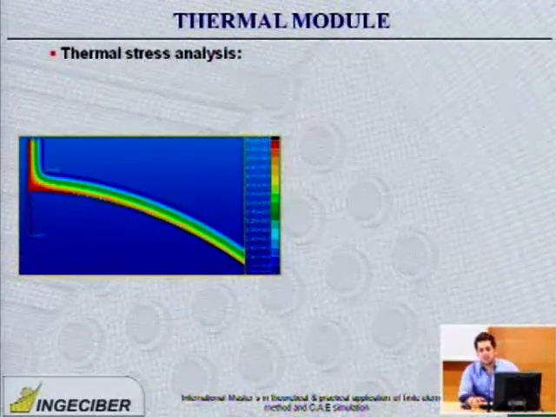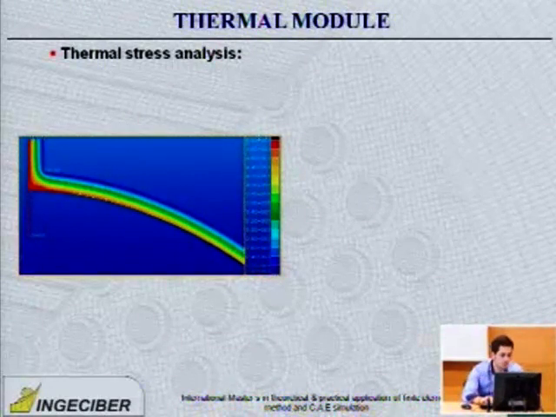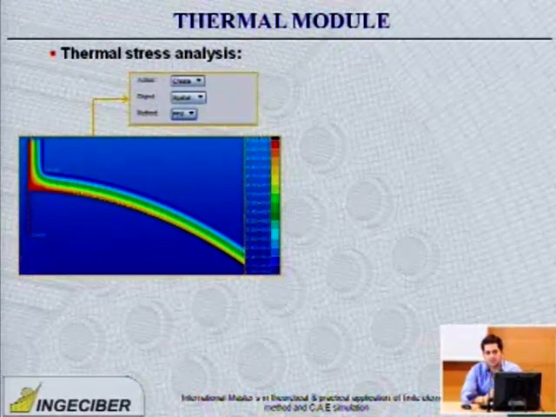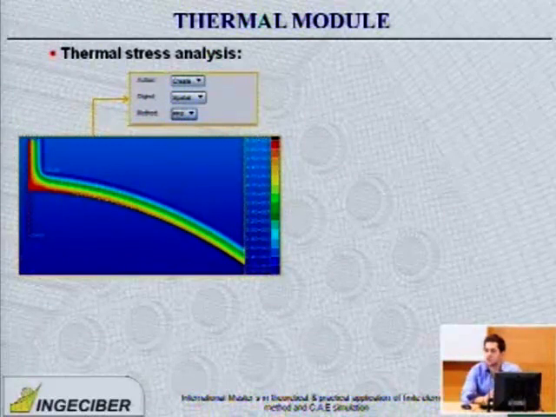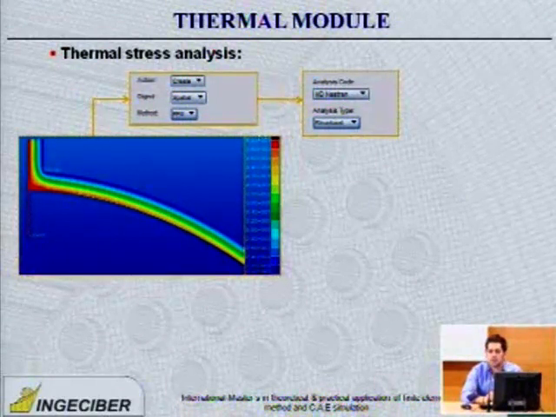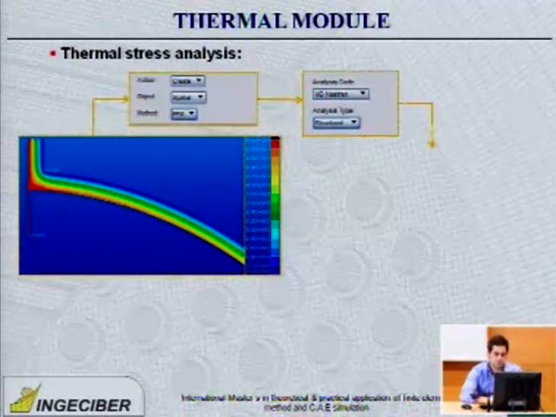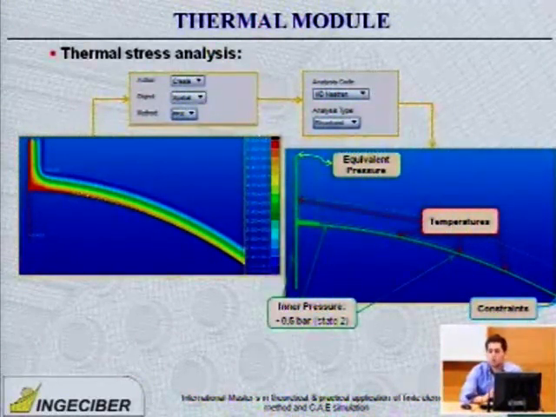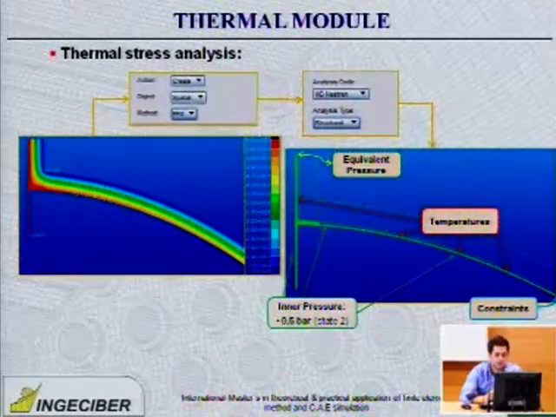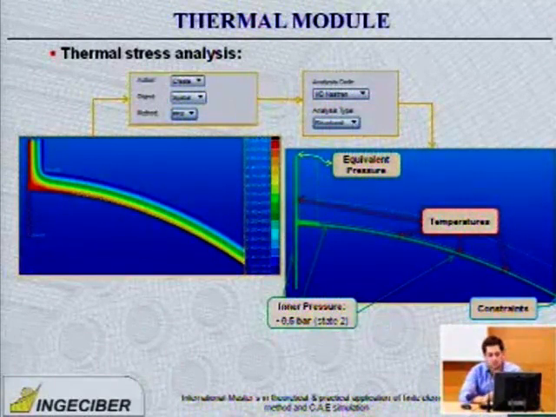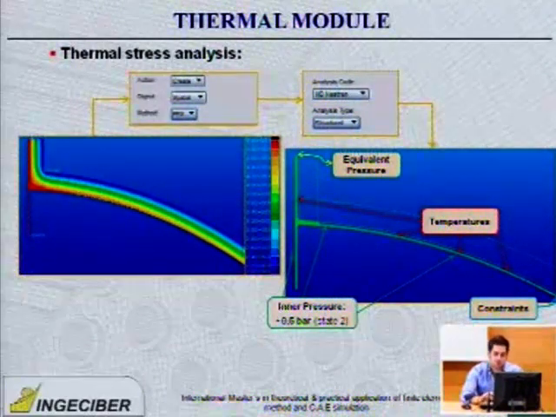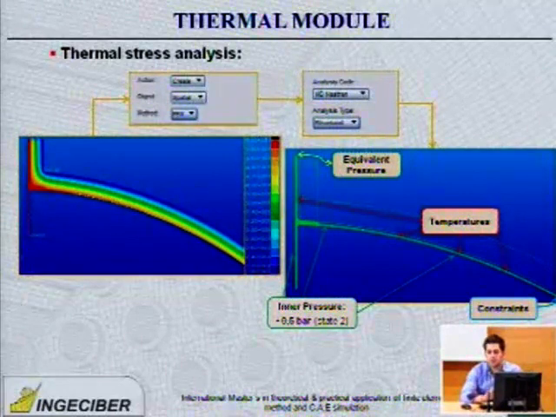The results obtained from the thermal analysis are those that everybody can see. Once we have obtained the temperature, we have to create a field. This field is going to store the temperatures at each node of the model. Then, with this field, we are going to change the analysis type from thermal to structural. Once we are in the structural analysis type, we can introduce the structural loads: an equivalent pressure, an inner pressure of 0.5 bar that belongs to the second state of the operation conditions, and constraints to avoid the rigid solid motion.